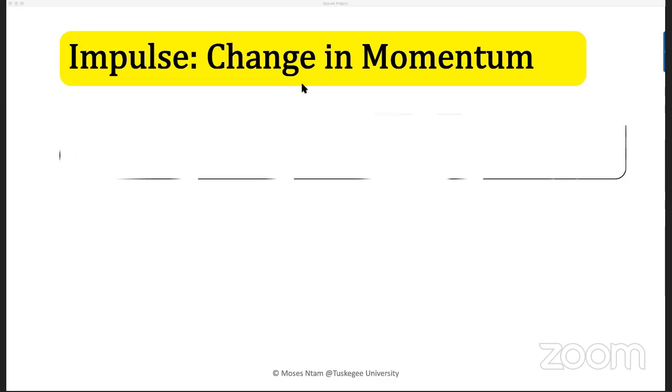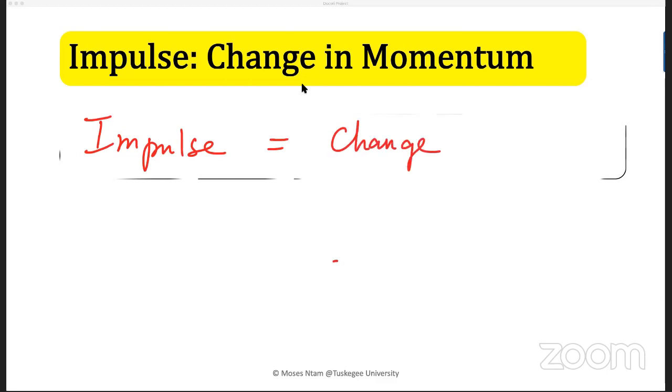So the change in, you could simply write impulse equals change in momentum. So delta P. The symbol for impulse is I. So I equals delta P.